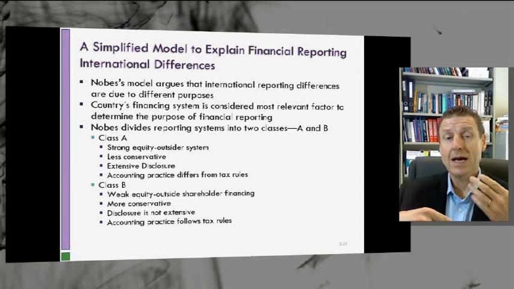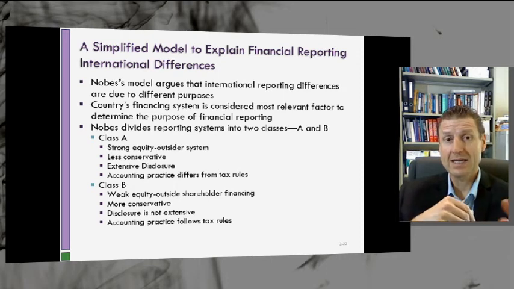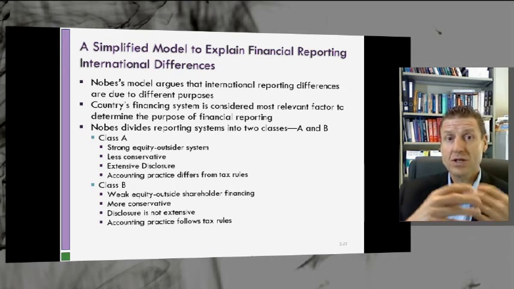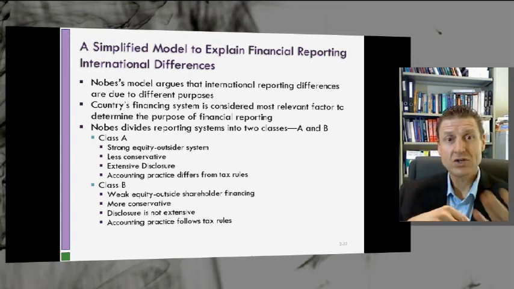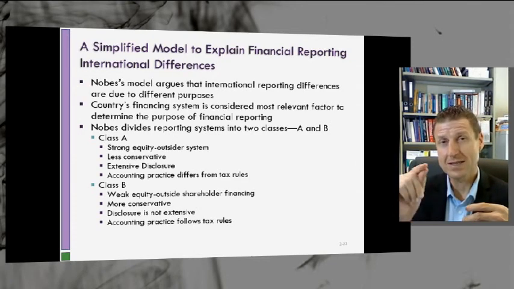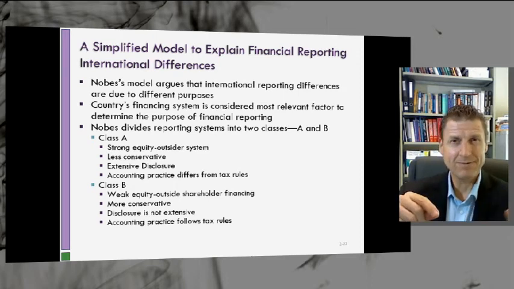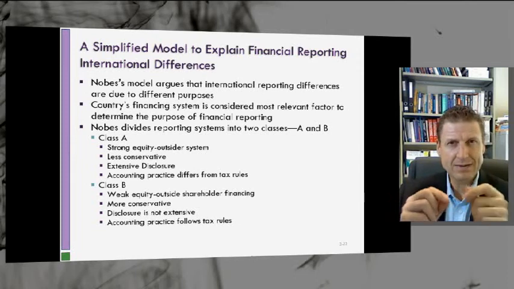There's a simplified model put together by Nobes, and that is Class A type countries, and it's driven by the country's financing system, and you can guess: strong equity outsider system, less conservative, extensive disclosure, accounting practice that differs from tax rules. I said that before. Which group was that? It was the bottom-up group, where a lot of financing comes privately.